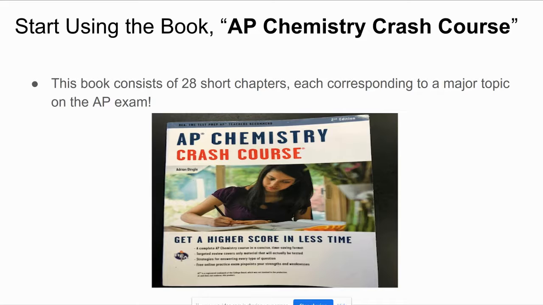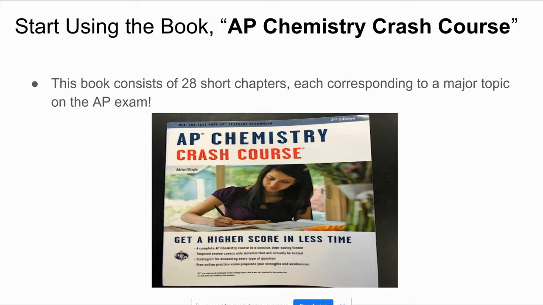And one of the ways that you can start preparing is using this book. This is an AP Chemistry crash course book, and you were given this book at the beginning of the year along with your textbook. Why don't you put me on pause, go find this book right now, and I want you to take a quick look at what is going on inside.